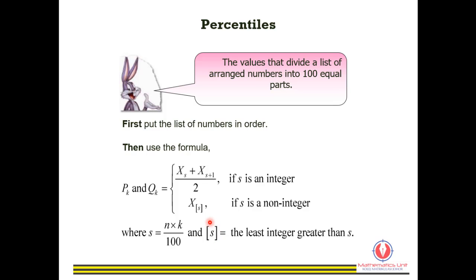And what is the bracket S? This bracket S means the least integer greater than S. After you get the value of S, you choose. If your S is an integer, then this is your percentile or your quartile. But if your S is a non-integer, then your quartile or your percentile is this.